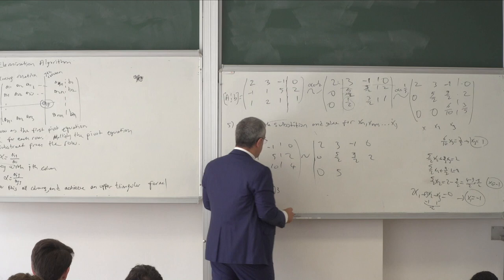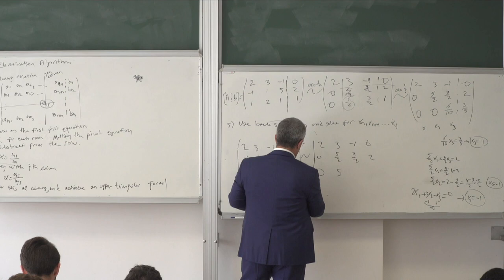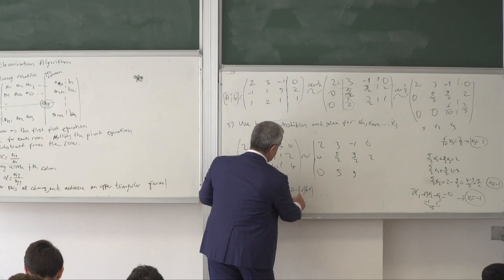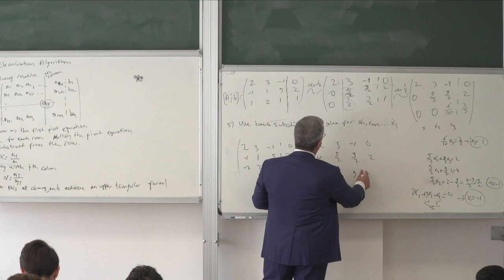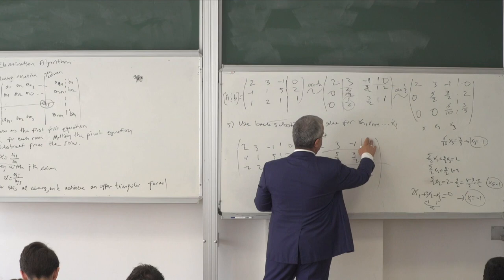You can guess now, what will this be? 10 minus minus 1 times minus 1. So minus, minus, minus is minus, right? So this is 9. And this one will be 4 minus minus 1 times, oh, this will be the same still. This will be 4. It will not change. Okay? So far, no problem.